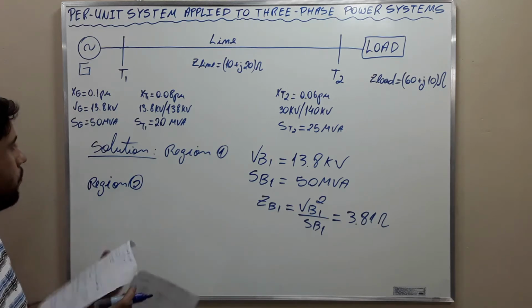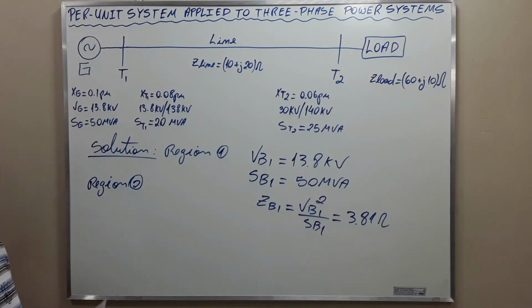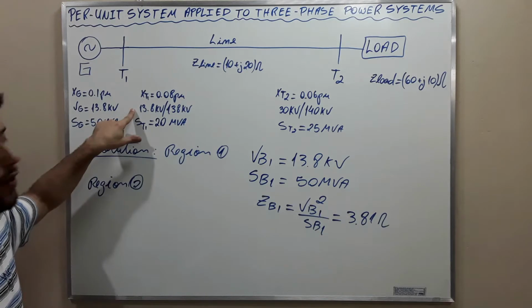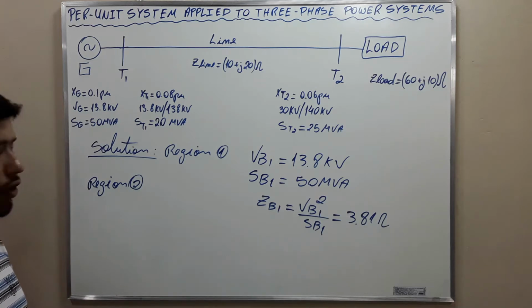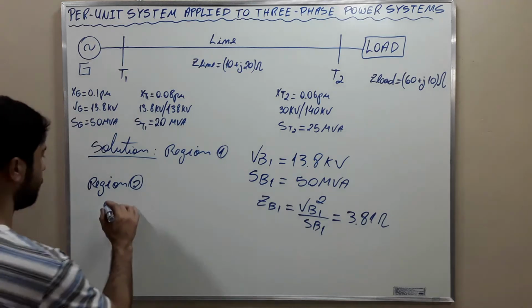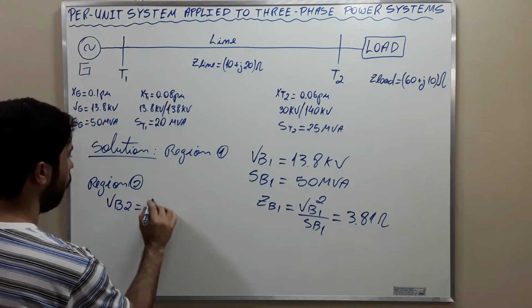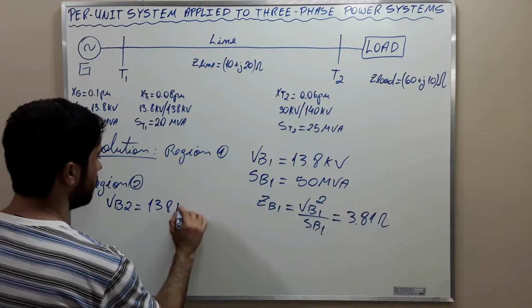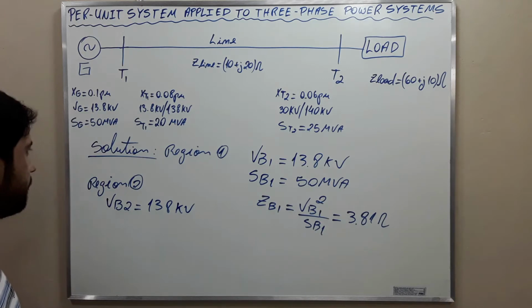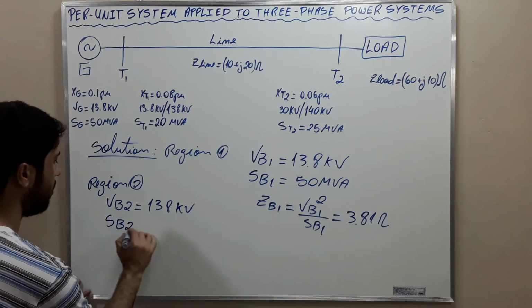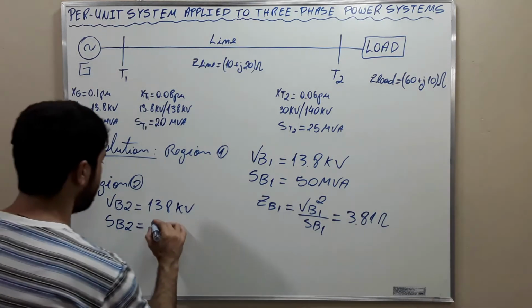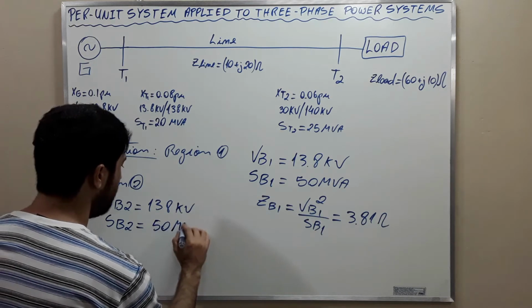For region 2, we need to look at the voltages of transformer 1. 13.8 kV, 138 kV. So the base value of voltage for region 2 is going to be 138 kV. The apparent power for region 2 is going to be 50 MVA.